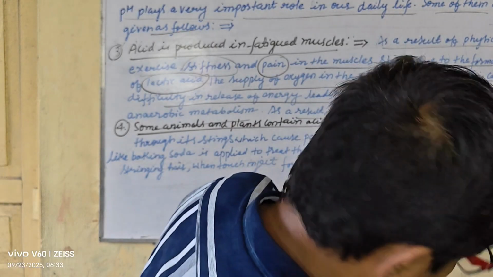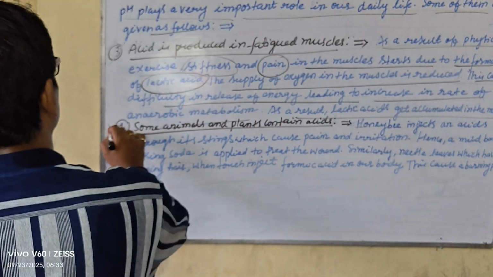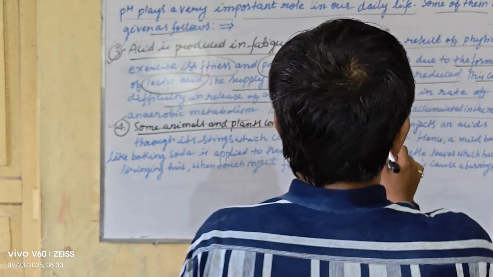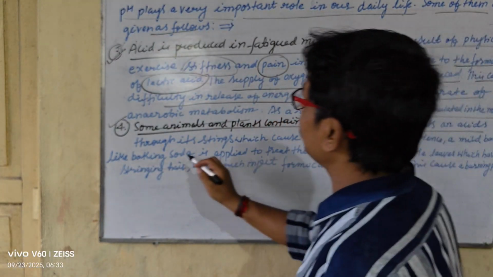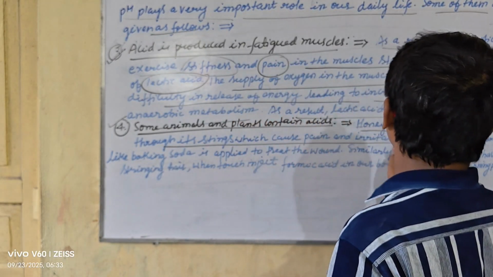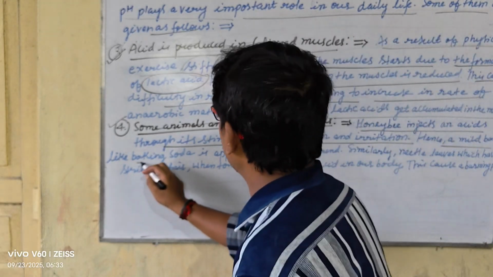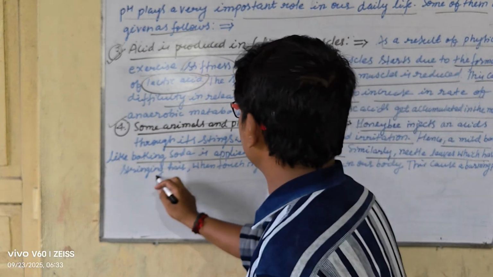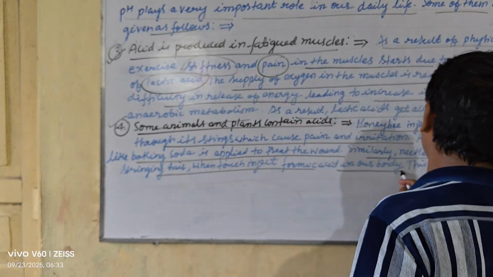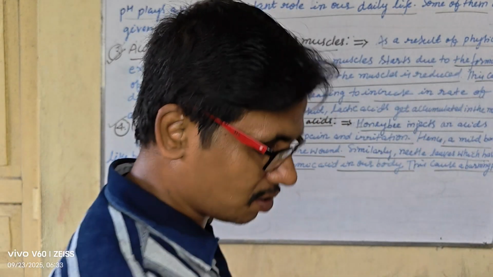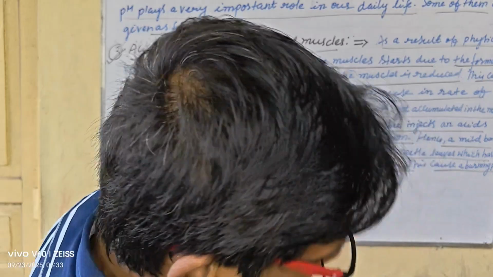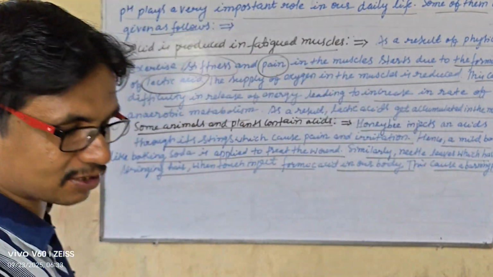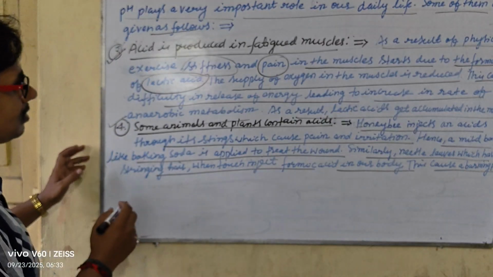So my dear student, some animals and plants contain acids. A honeybee injects an acid through its sting, which causes pain and irritation, hence a mild base like baking soda is applied to treat the wound. Similarly, nettle leaves have stinging hair; when we touch them, formic acid enters our body and causes burning pain, and it is also treated with a mild base. The next one is that the brilliance of a tarnished copper vessel can be restored by using acid.